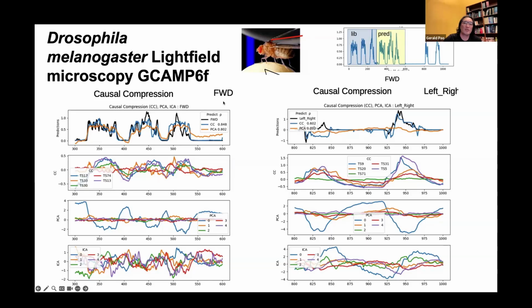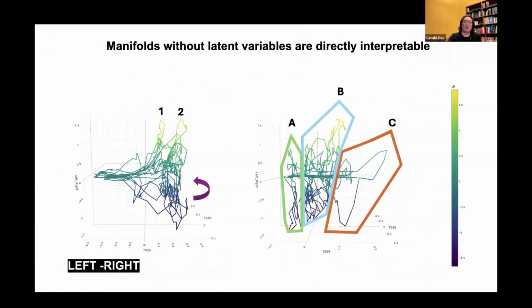Here, we try to predict the forward speed. We make these manifolds based on 5 different brain areas in a fly that's walking on a styrofoam ball, where we record calcium. You can see that you predict quite well with causal compression. That's the blue line, observed versus the real values of the forward speed of the fly, the black line. And you can see that we do better than PCA. Then this is the forward speed and there's the left-right speed. In both cases, you identify particular areas and they're directly observable.